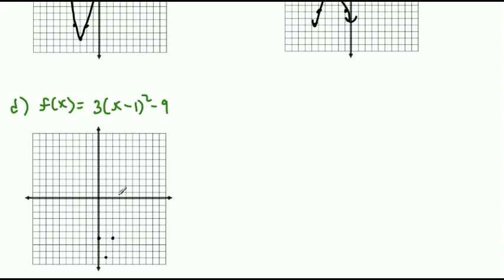Over 2, up 4 times a. Well, a is 3. So that's going to be 12. So over 2, up 12. So that's 9, 10, 11, 12. And 2, 2. And this guy gets pretty skinny here.